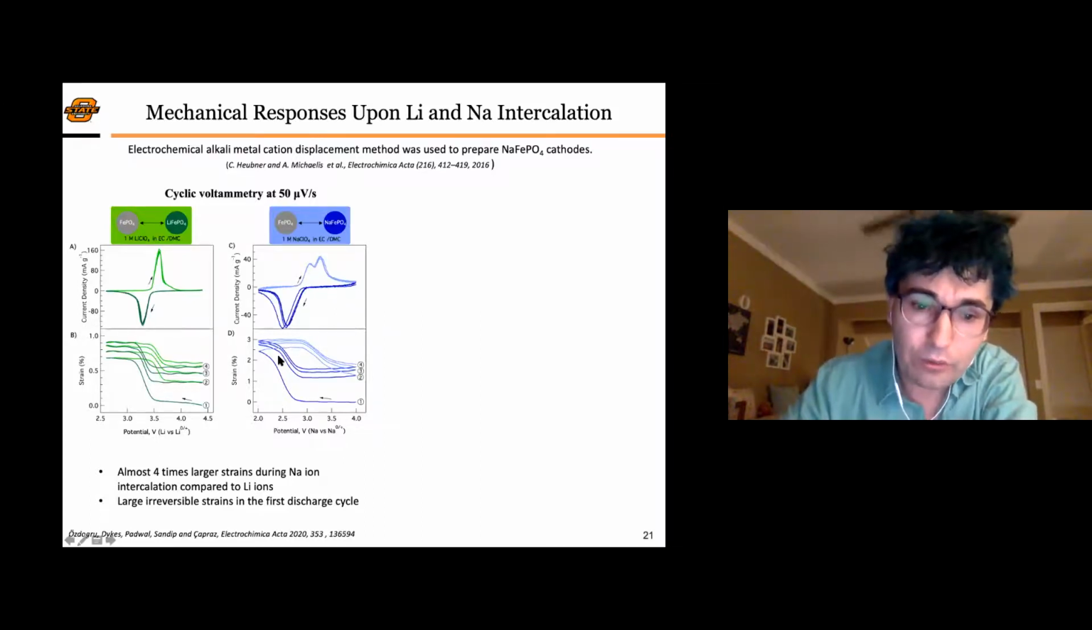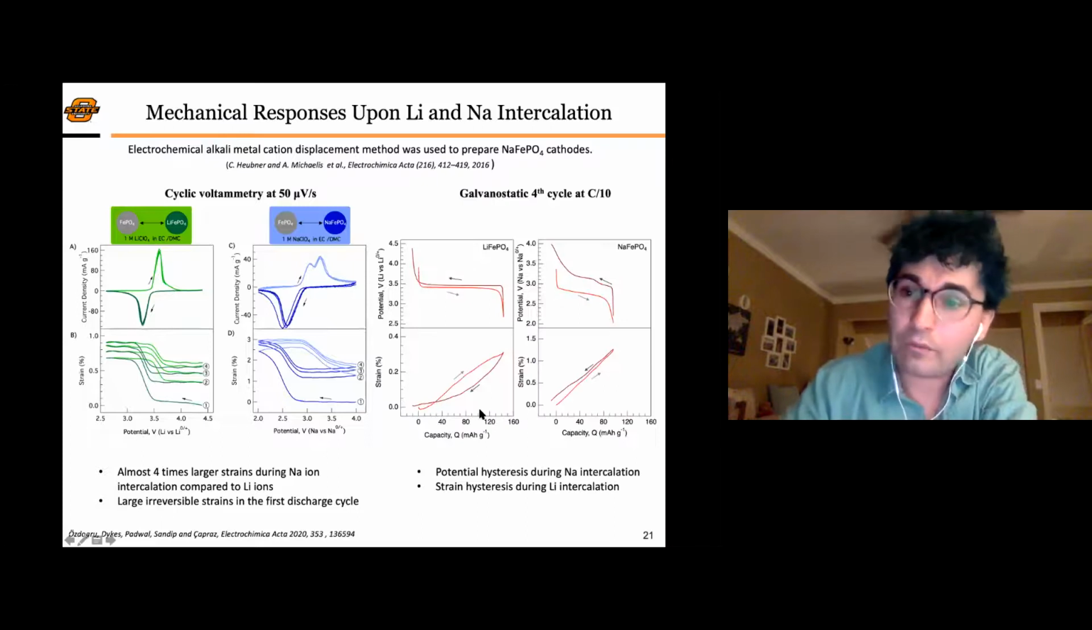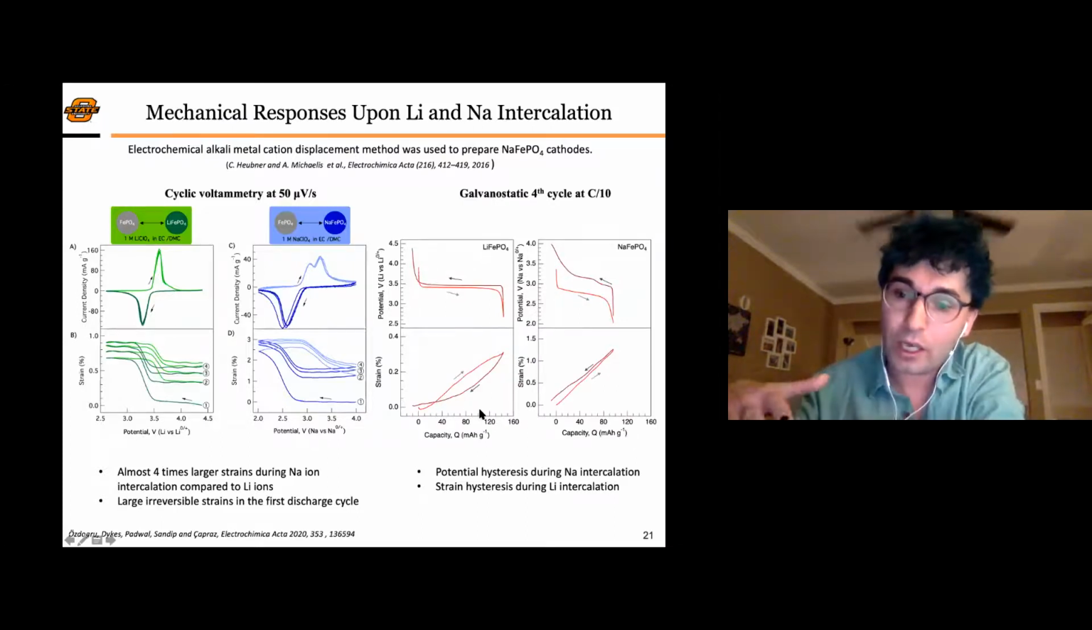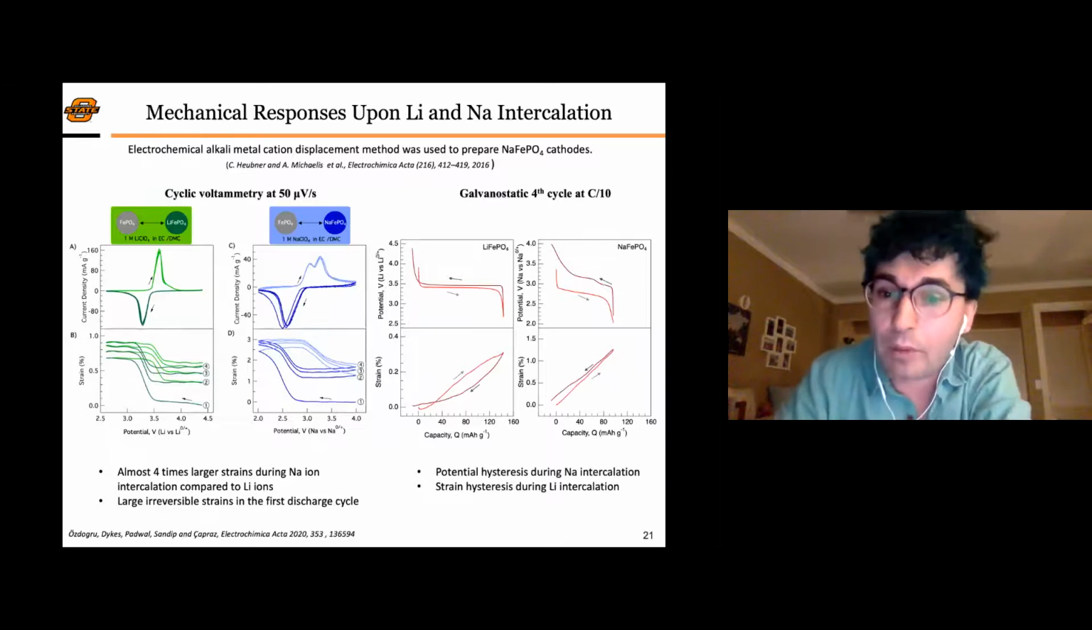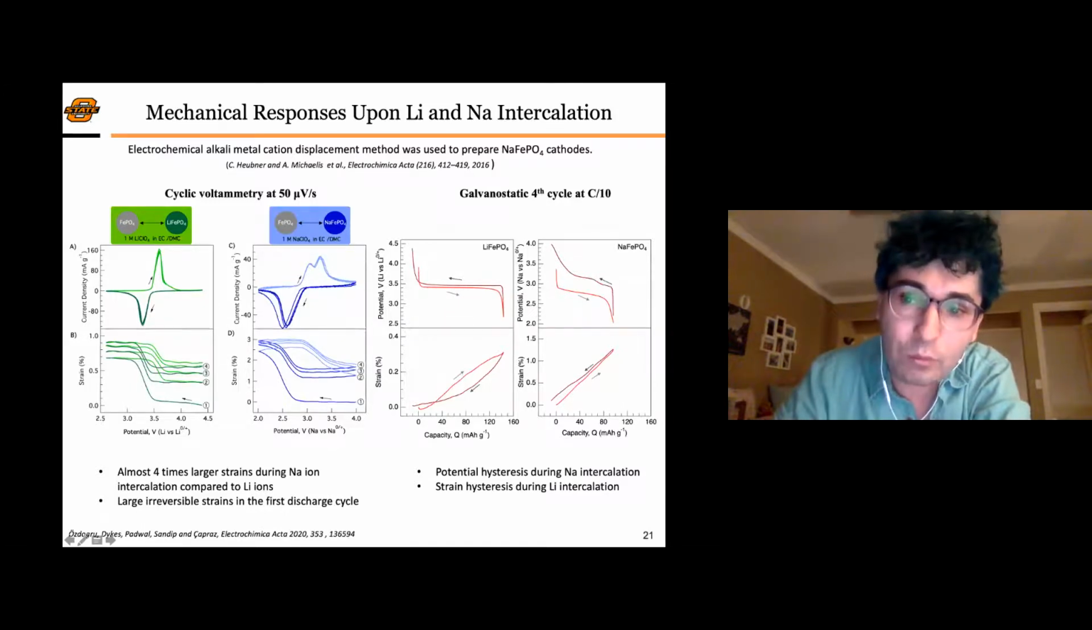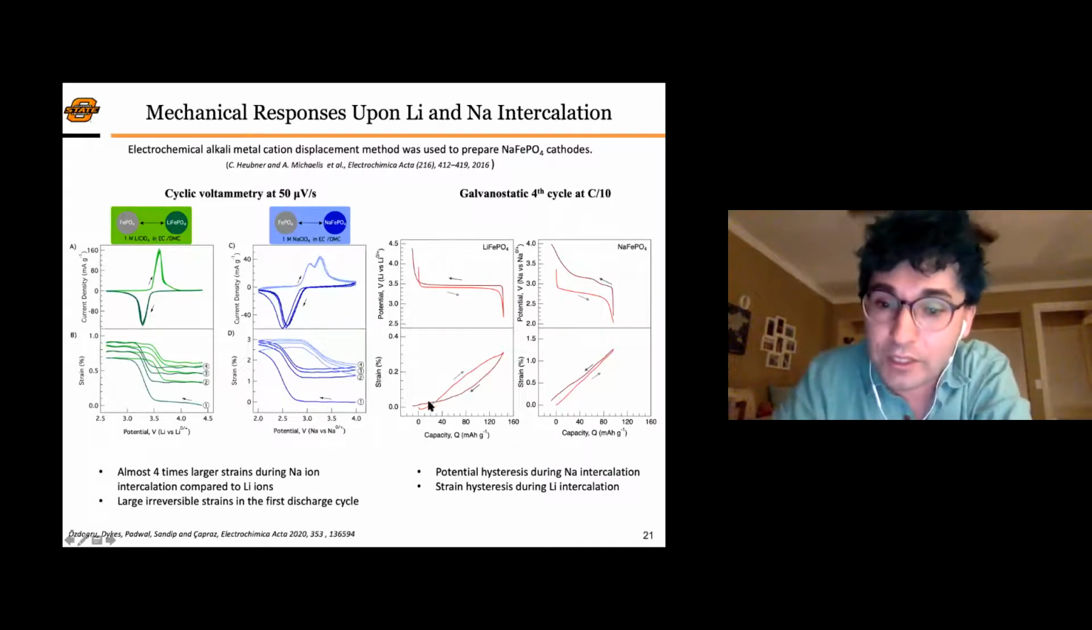So one thing we observe is the sharp strain evolution in the first cycle, and the strain becomes more reversible at the later cycles in both cases, in lithium and sodium. And as we expect, the sodium causes much larger strains than the lithium. Then we look at the galvanostatic cycling to see how the potential hysteresis happens. In lithium iron phosphate, the hysteresis is much lower than in sodium iron phosphate. But what is interesting for us is the strain hysteresis we observe in the lithium iron phosphate.